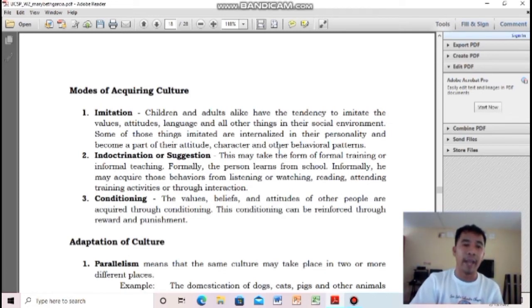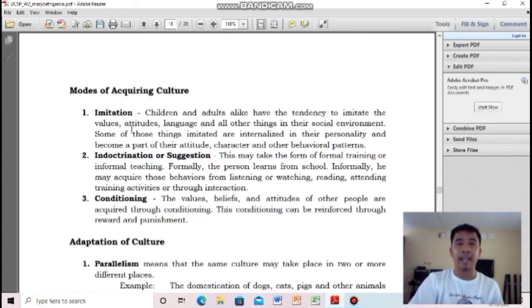Okay. Let us proceed to the modes of acquiring culture. O, paano ma-acquire ang mga cultures ng iban? We have imitation, indoctrination or suggestion, and the last will be conditioning. For imitation, from the word imitate, no?